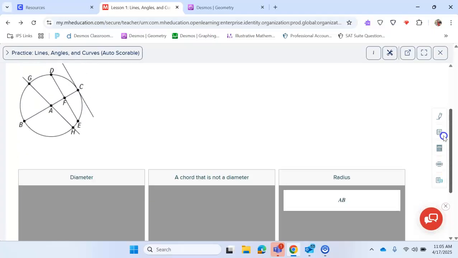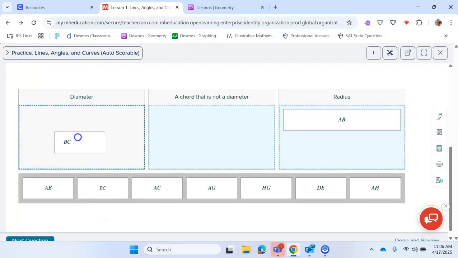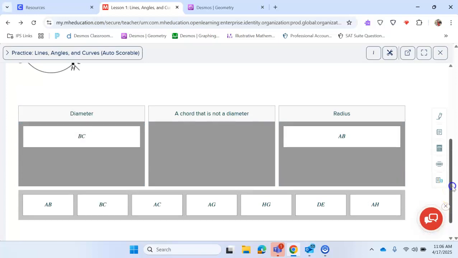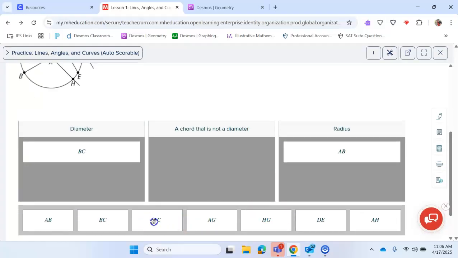BC. BC is a diameter. It is a chord that goes through the center of the circle. BC is a diameter. AC. AC is a radius.